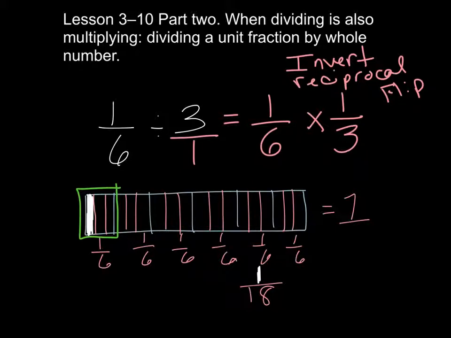And now we're going to multiply straight across. 1 times 1, and we get 1. And 6 times 3, and we get 18. So you can see that by doing what we're supposed to be doing, changing the sign, flipping or inverting the second factor, we get 1 over 18. And by drawing a rectangular pizza, cutting it into 6 pieces, taking 1/6 of it and dividing that 6 into 3 equal parts, we can see that we get 1/18 there as well.